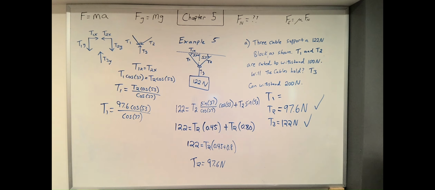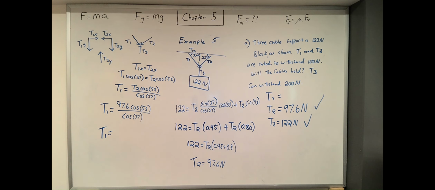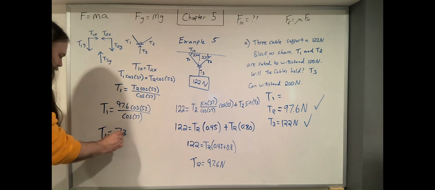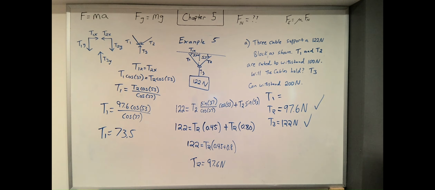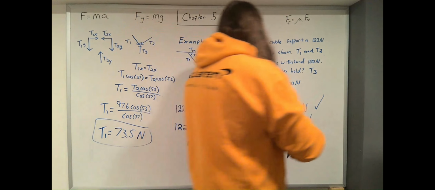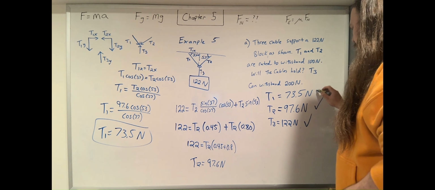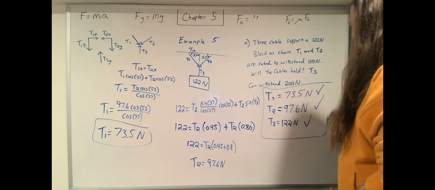That's just a number now, okay? It's just a number we can plug in. We'll go 97.6 times the cosine of 53, and then divide this whole thing by the cosine of 37. And what do we get? Well, for that one, we get a little bit less. We get a T1 now equal to 73.5 newtons. Okay, so that then comes over here. We can finish out our problem. 73.5 newtons. That one also passes the checklist.